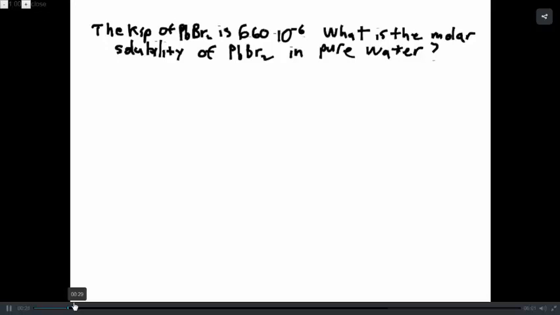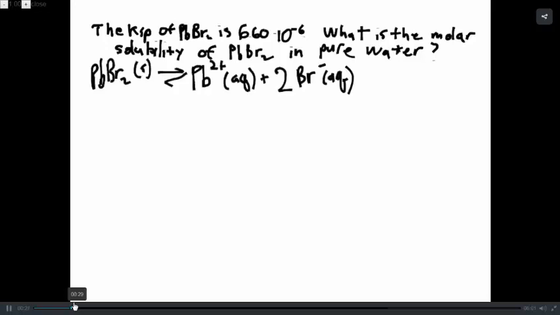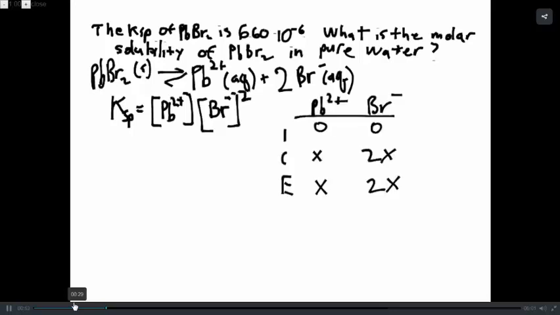ions in solution. Now, that stoichiometric coefficient of 2 in front of the bromide is important. That 2 means that we have to square the concentration of bromide in the solubility product constant expression. From the low value of the solubility product constant, we can see that not a lot of this stuff is going to dissolve. But if we want to figure out how much, we might want to do an ice table. Or not. It's not that complicated.